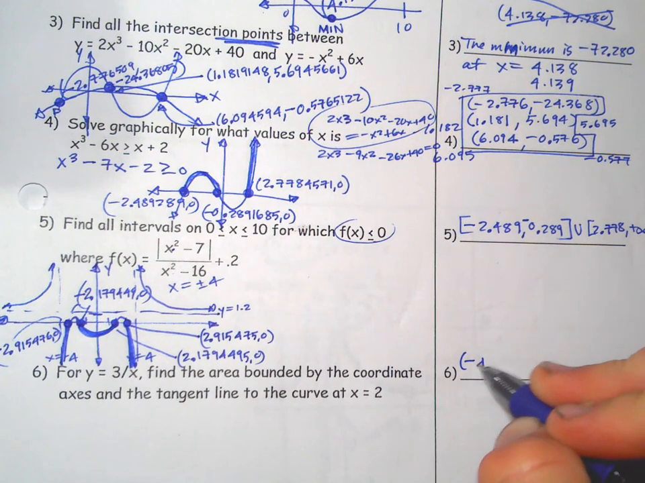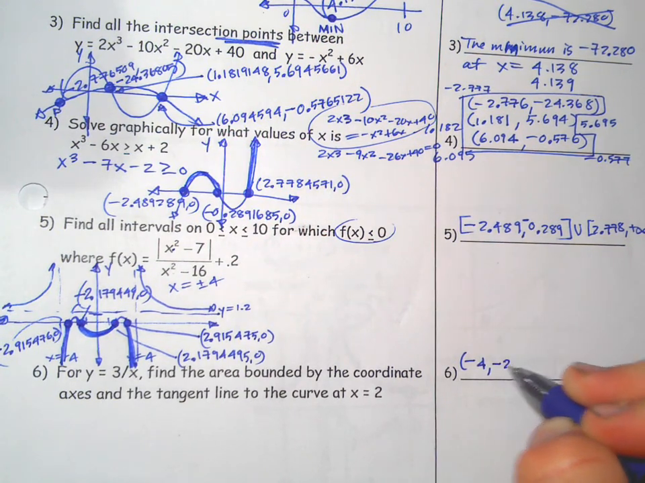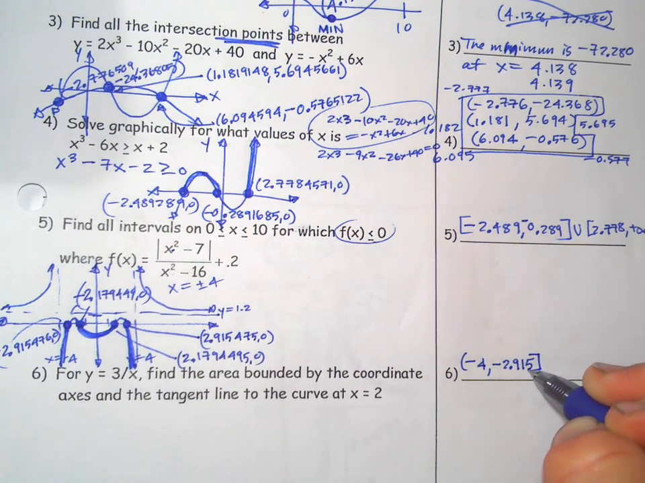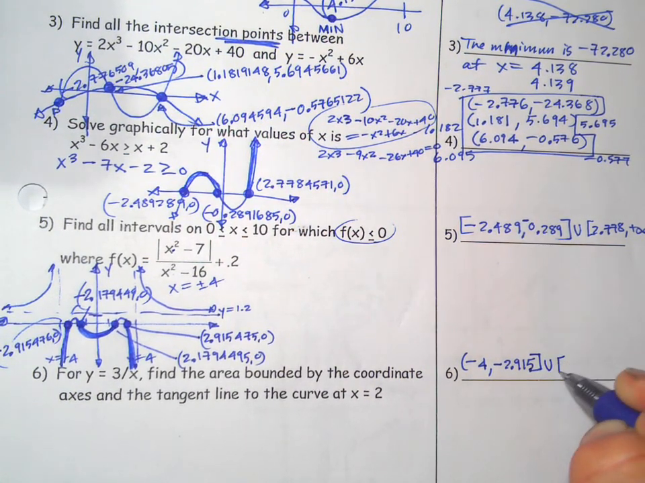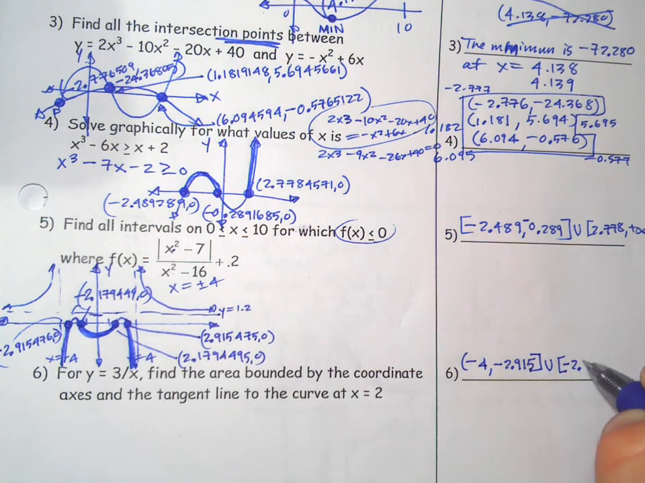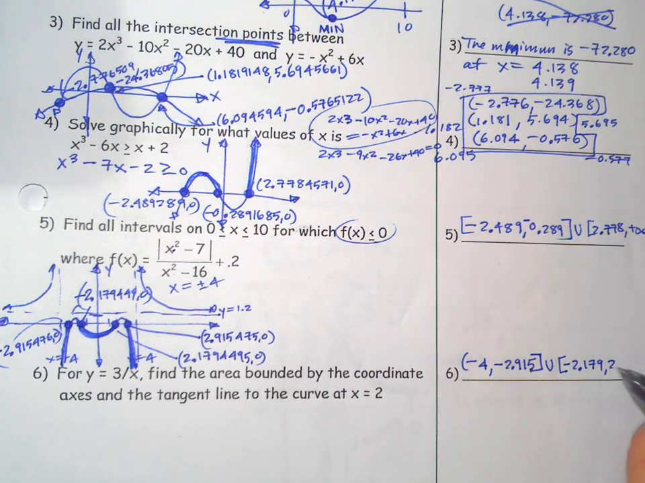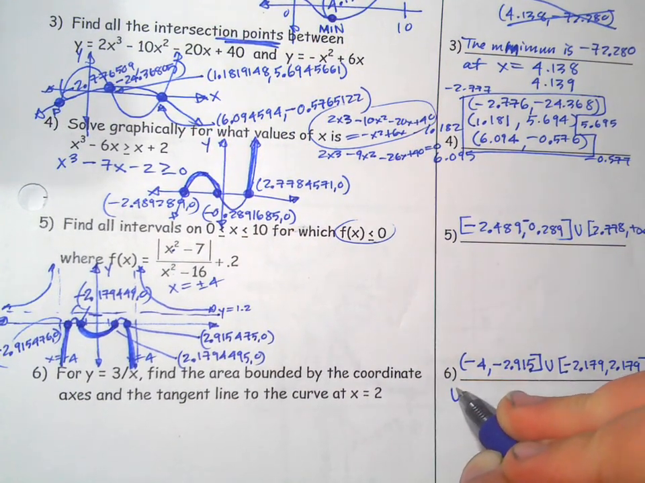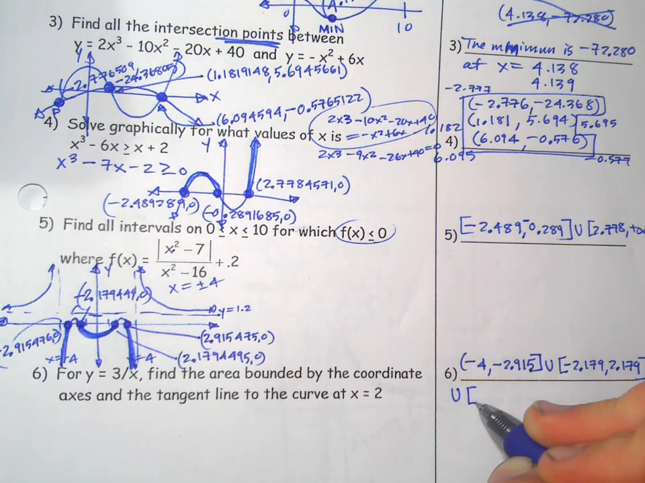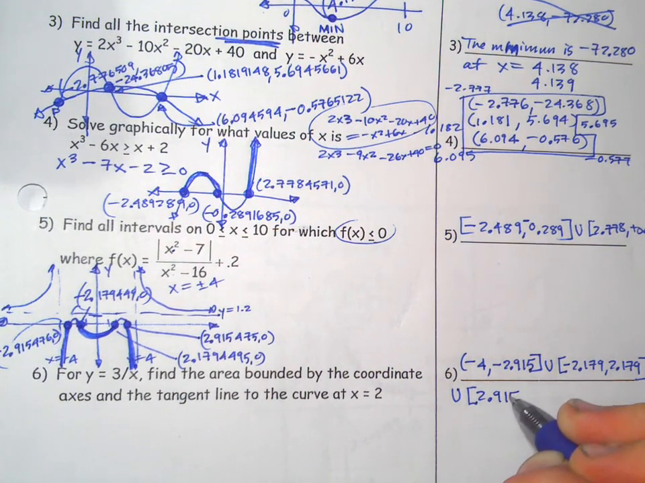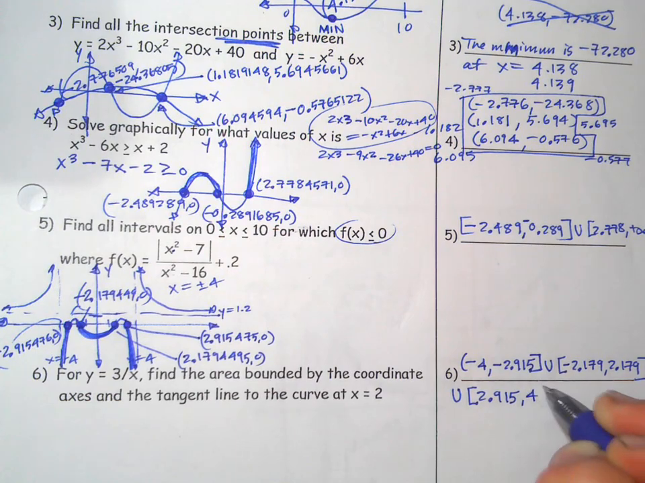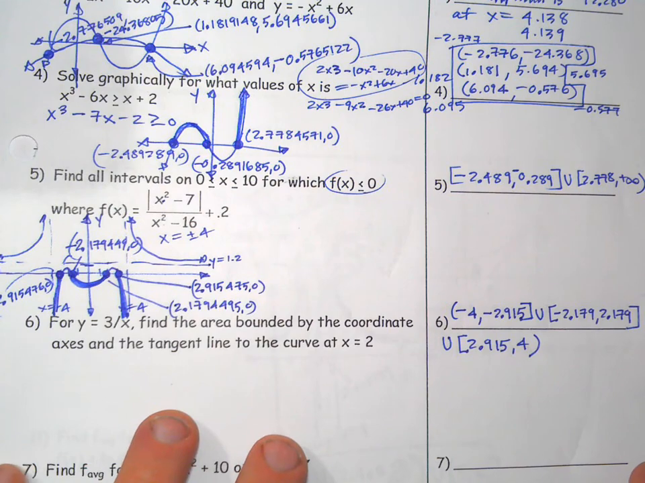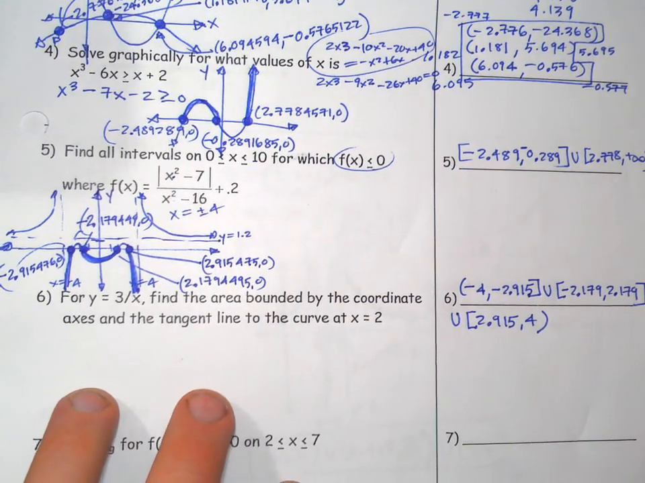Okay, so the intervals, the answer is going to be negative 4, because there's a vertical asymptote there, comma, negative 2.915, bracket, union, bracket, negative 2.179, comma, 2.179, round or truncate, kind of the same this time, union, bracket, 2.915, comma, positive 4, parentheses, because the function can't actually exist at a vertical asymptote. Okay, that was a bit of work.